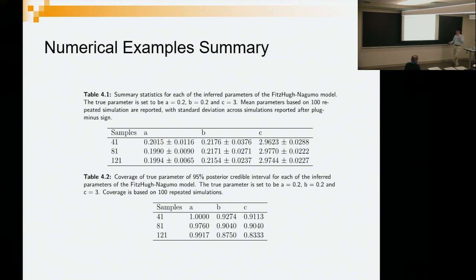Also, the simulation was done under different numbers of observations. For example, you might have 40 observations out of the dynamic system, 80 observations, or 120 observations. In an intuitive sense, the more observations you have, the more precise the estimate will be. And that's indeed what's going on.